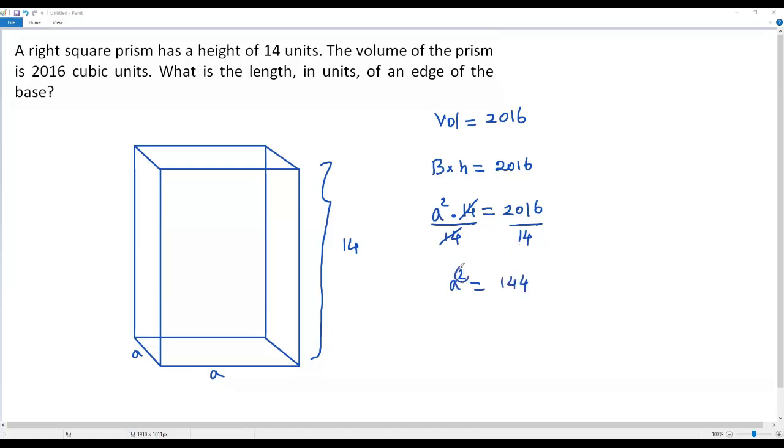Okay, now I have to get rid of this square. For that, we have to take the square root on both sides. When I take the square root on both sides, the square root and the square will cancel out. Then I'm getting A equals the square root of 144, which is 12. So therefore, the length of the edge of the base is 12 units.